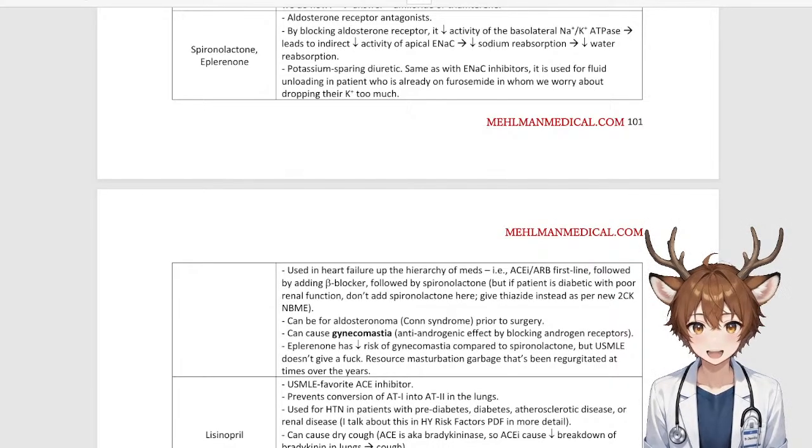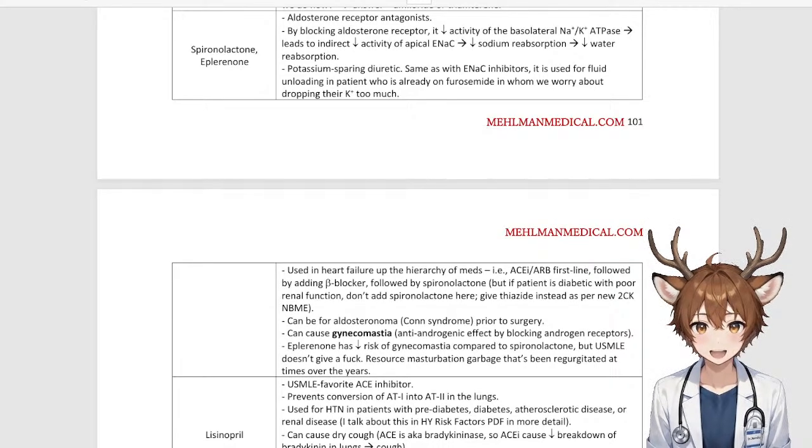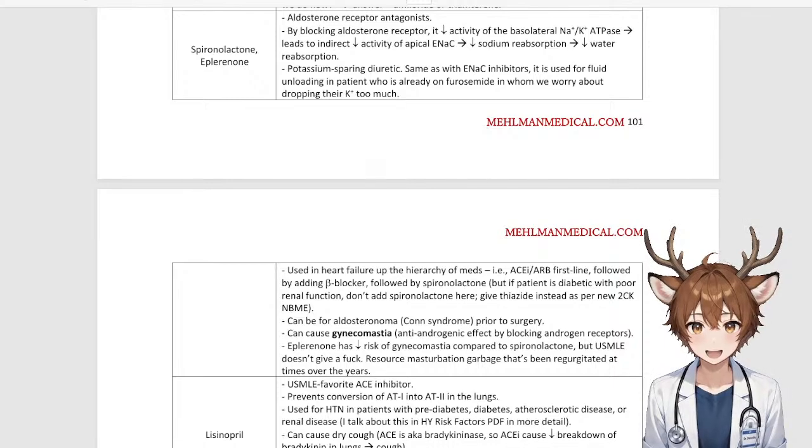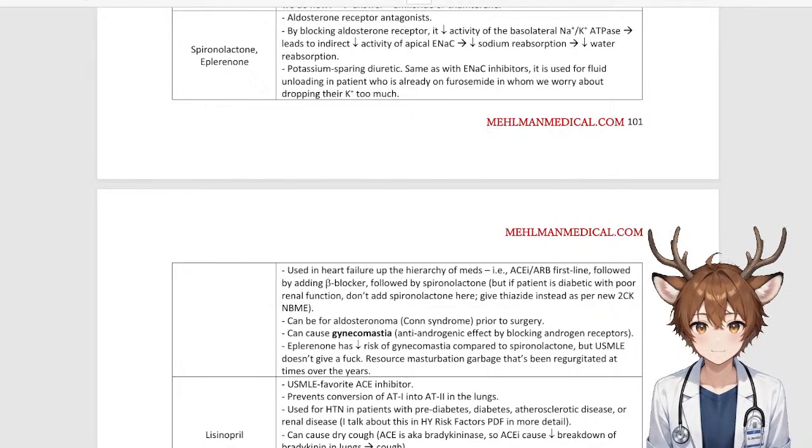Resource self-aggrandizement garbage that's been regurgitated at times over the years.